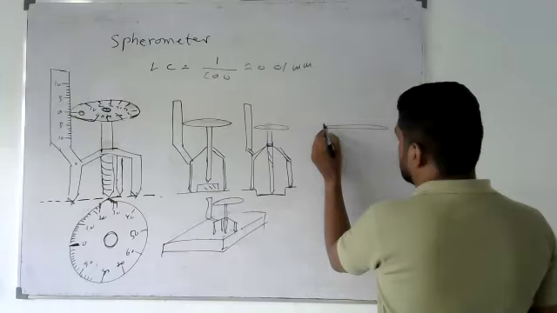Now, when the first reading is below the 0 and the second is above the 0, you have to add. If both readings were above the 0, you would subtract the second reading from the first one. So it is 1.78 plus 1.32. So this is the thickness now.